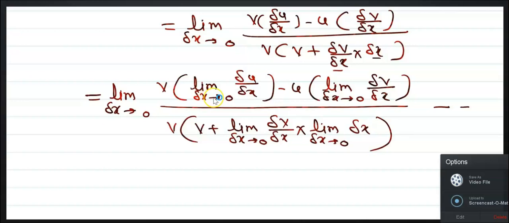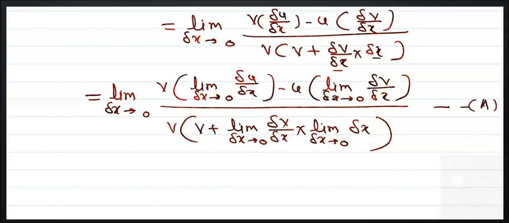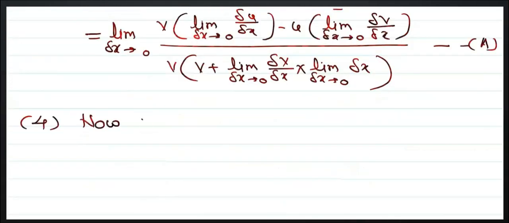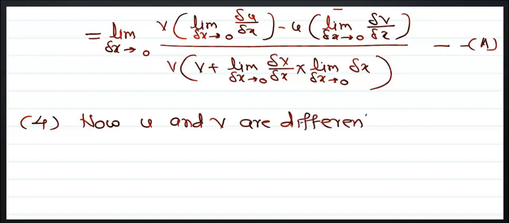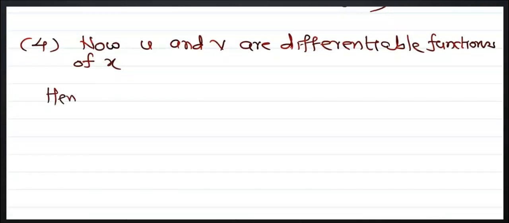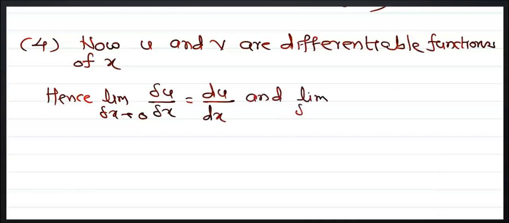Now what about the limit of delta u upon delta x as delta x tends to 0? It is du by dx. This is dv by dx, and therefore now see this here. Now u and v are differentiable functions of x, hence as delta x tends to 0, delta u by delta x is du by dx and limit delta x tends to 0, delta v upon delta x is equals to dv upon dx.